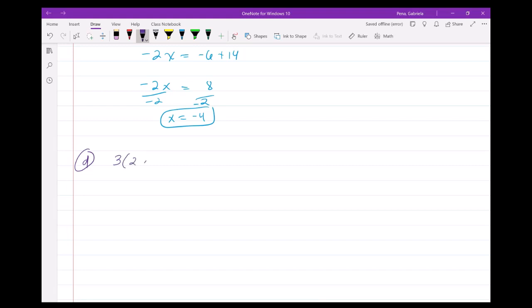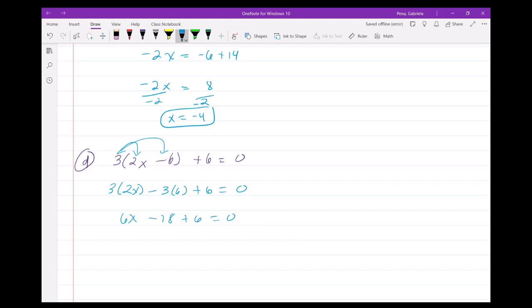3 parentheses 2x minus 6 plus 6 equals 0. Okay, we have to distribute. 3 times 2x minus 3 times 6 plus 6 equals 0. So you only distribute that 3 to what's in the parentheses. 3 times 2x is 6x. 3 times 6 is 18 plus 6 is equal to 0.